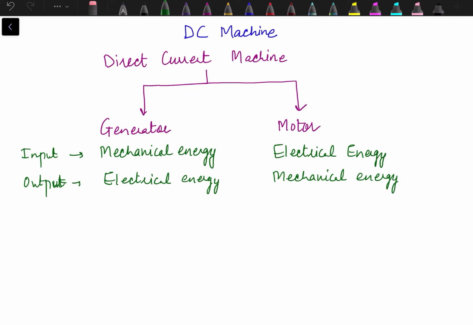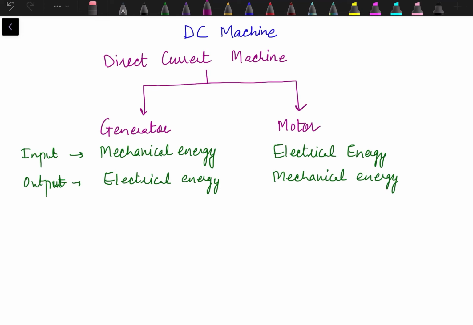So if we have to say what is a generator, a generator is that machine which converts mechanical energy into electrical energy, and a motor is that machine which changes electrical energy into mechanical energy, and we can use that mechanical energy to drive some different load.